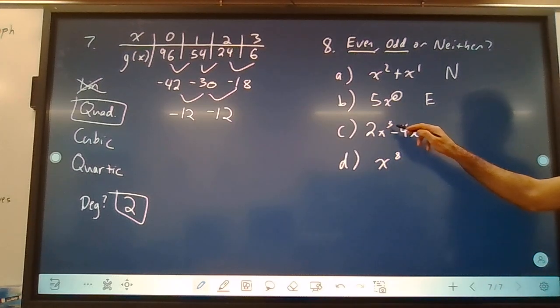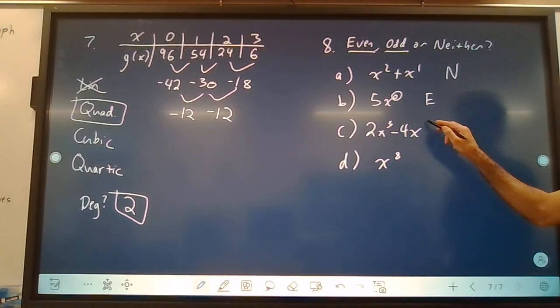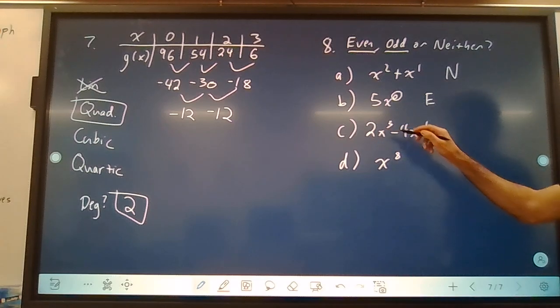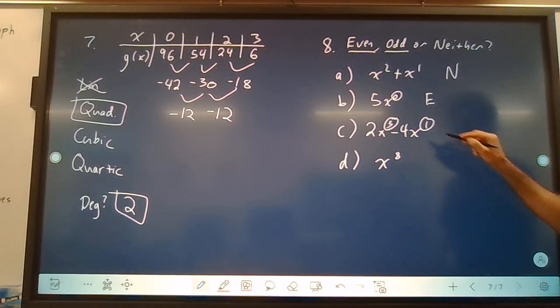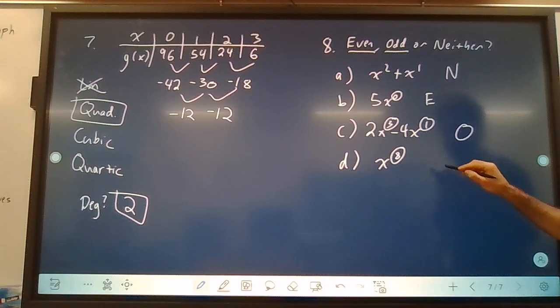Part C, we've got an x to the third and an x to the first. The numbers in front don't matter. This is going to be odd because both exponents are odd here. Okay, odd function. And the last one, we have an even degree. It's only one exponent and it's even, so it's an even function.